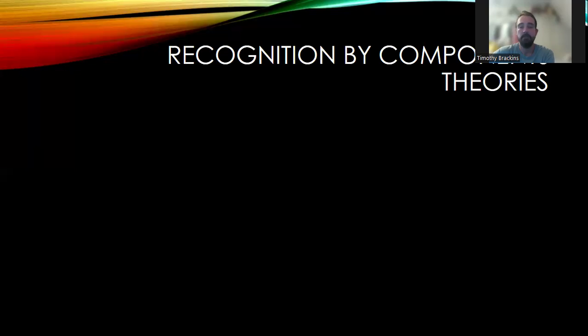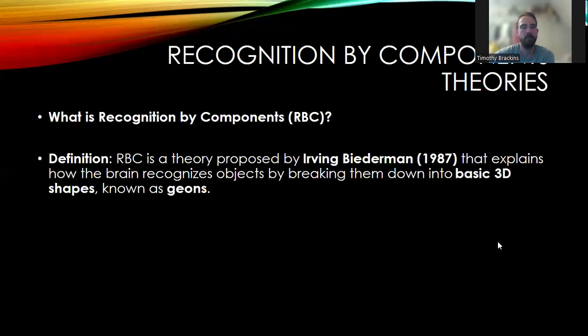Okay, so that's two of our theories down. We now have our third theory of pattern recognition, which is recognition by components theory. So what is it? I'll be referring to this as RBC. It's a mouthful. RBC was first proposed by Irving Biederman in '87, and it attempts to explain how we recognize objects, and that we're doing so by breaking them down into geons, which are basic 3D shapes.